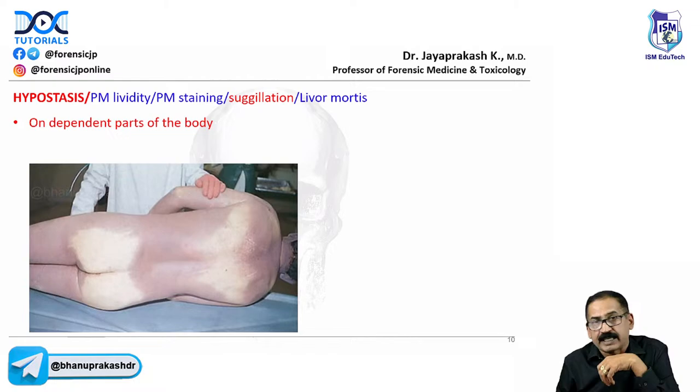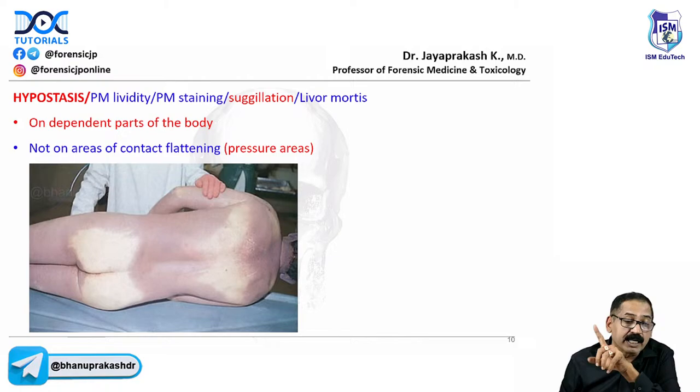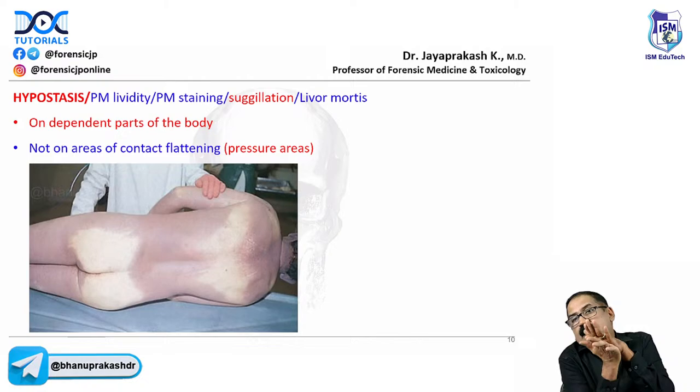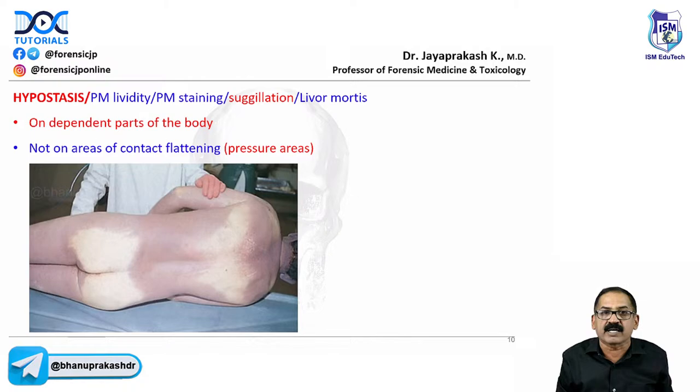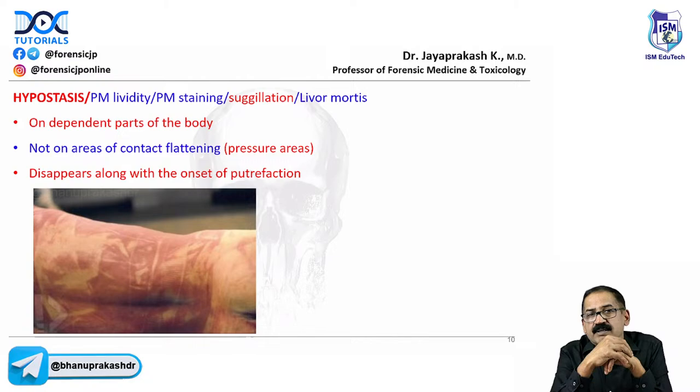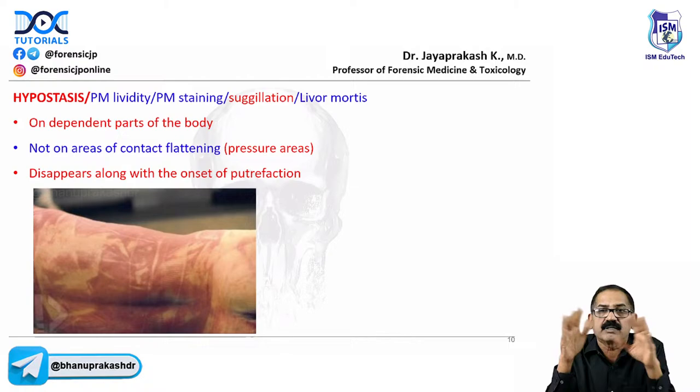So, it is seen on dependent parts of the body, but not on areas of contact flattening because of the compression of the capillaries. The capillaries get compressed, so blood cannot flow into the compressed capillary. So, you can see the paleness. See here, you can see. Okay. It disappears once the putrefaction begins. Maybe the putrefactive gas shifts it or it merges with the color of putrefaction. Okay.